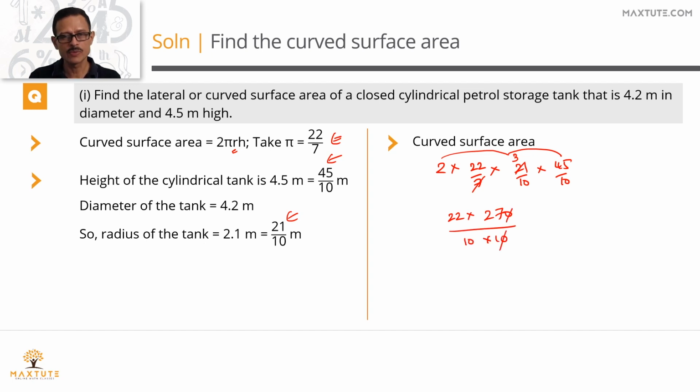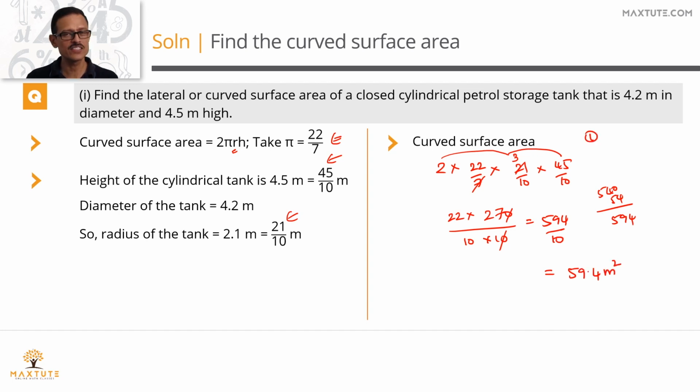The 10 gets cancelled with 270 to leave us with a 27. 27 into 22, which is 27 into 20 plus 27 into 2. 27 into 20 is a 540. 27 into 2 is a 54. So we get an answer which is equal to 594. So numerator is 594 divided by 10. So the curved surface area is equal to 59.4 meters square.